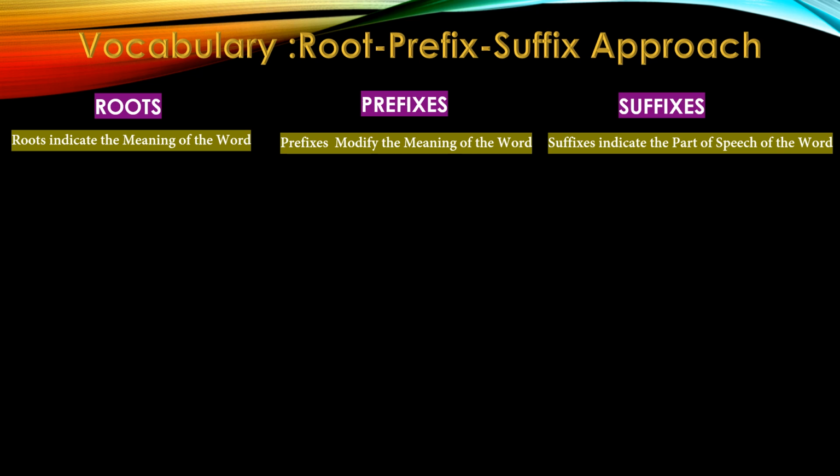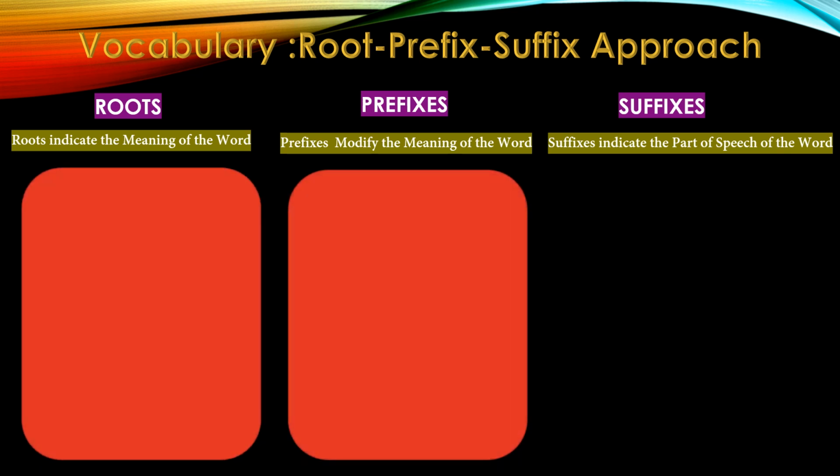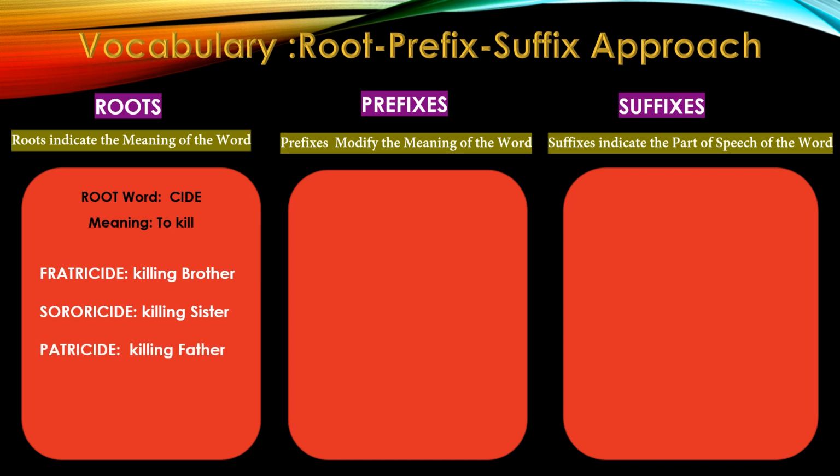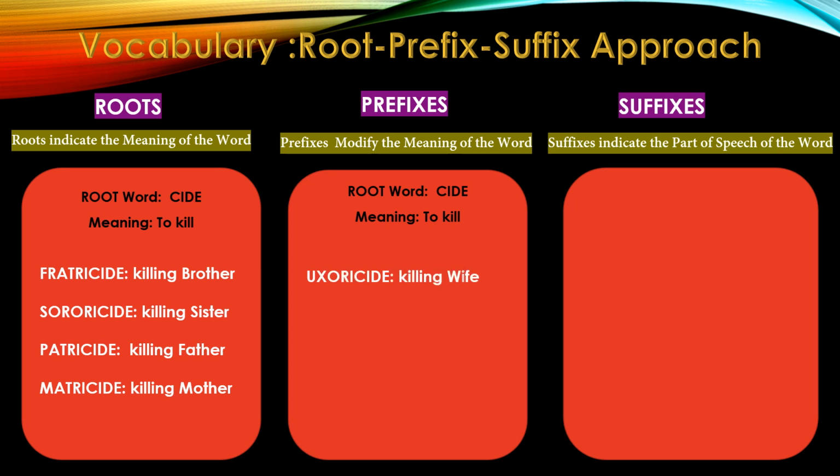For example, over a dozen English words have been formed with Greek root word cide, meaning to kill. It means you could easily learn all these English words just by learning a single root word, Greek root word cide, meaning to kill. Fratricide, killing brother. Sororicide, killing sister. Patricide, killing father. Matricide, killing mother. Uxoricide, killing wife. Mariticide, killing spouse.